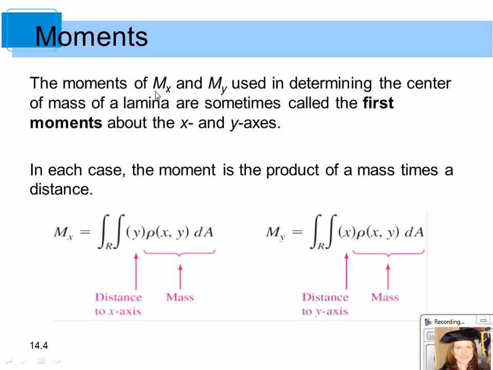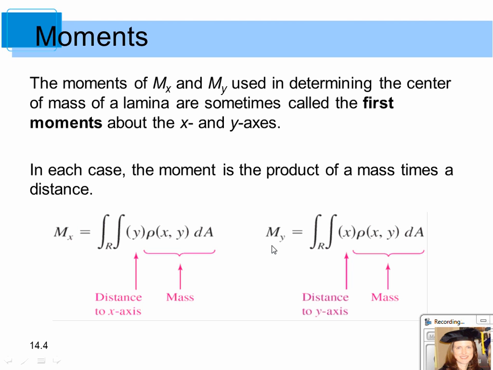So the moments Mx and My used in determining the center of mass of a lamina are sometimes called the first moments about the x and the y-axis. In each case, the moment is the product of the mass times the distance. So the moment about the x-axis is the distance to the x-axis times the mass, and you can set up a double integral to find that moment.